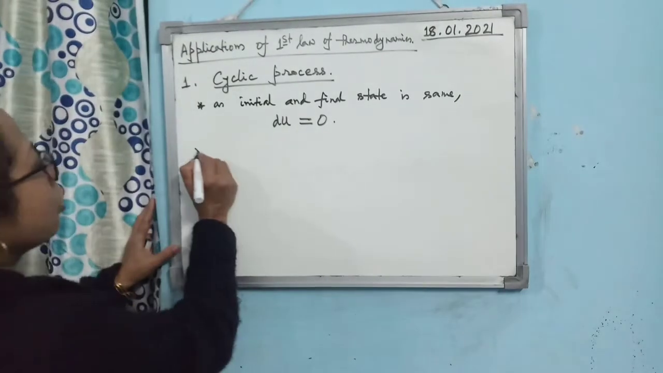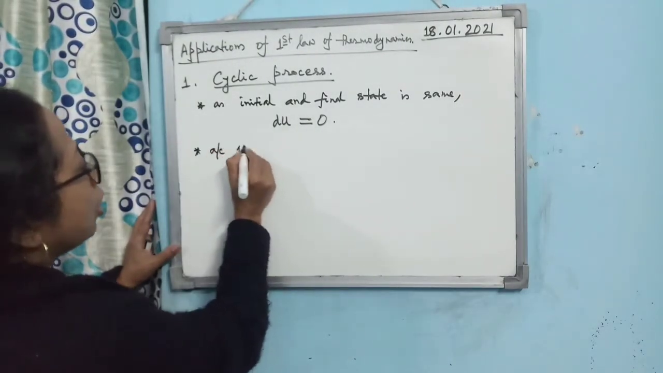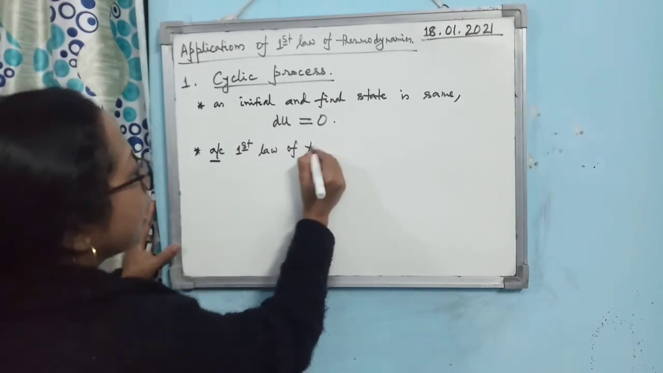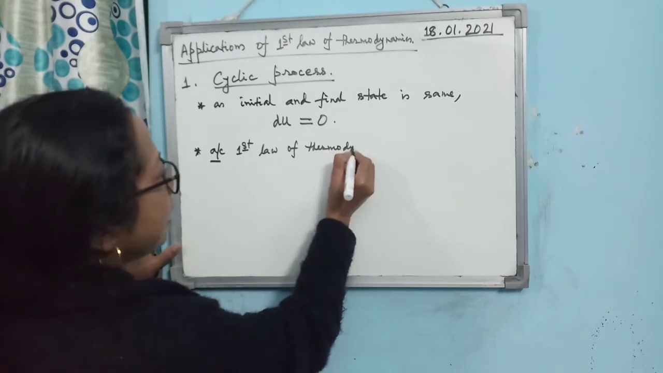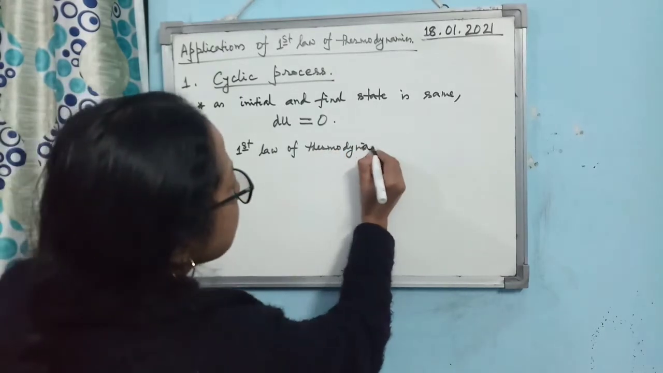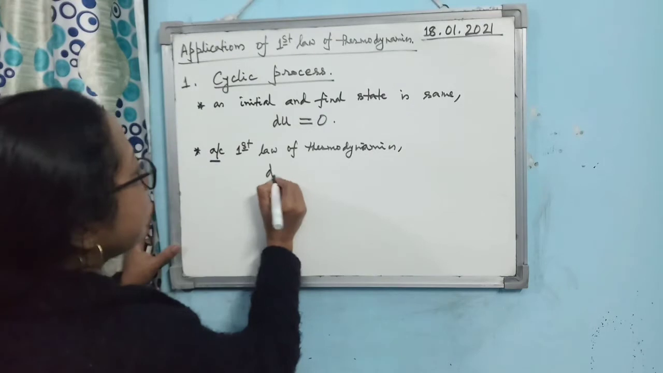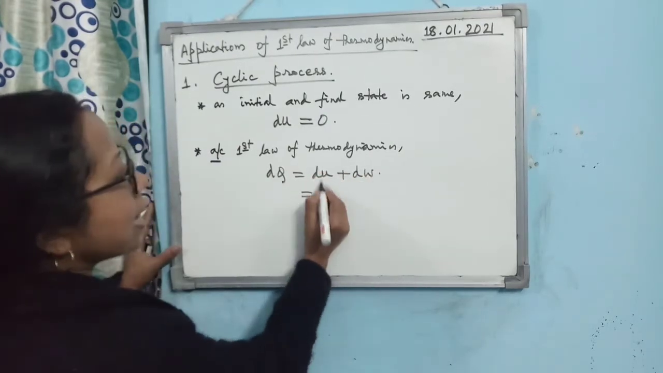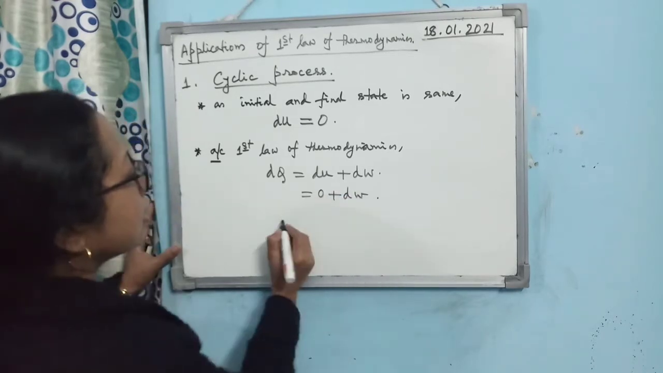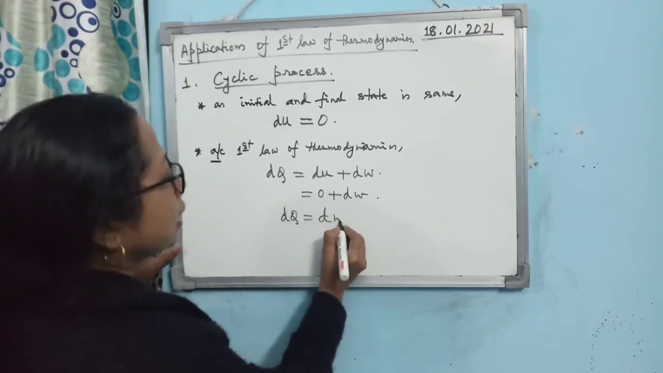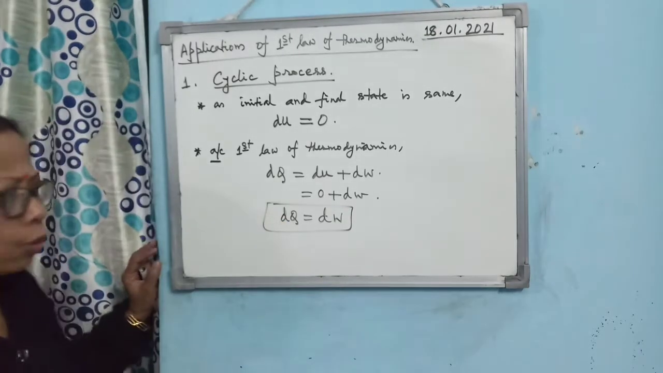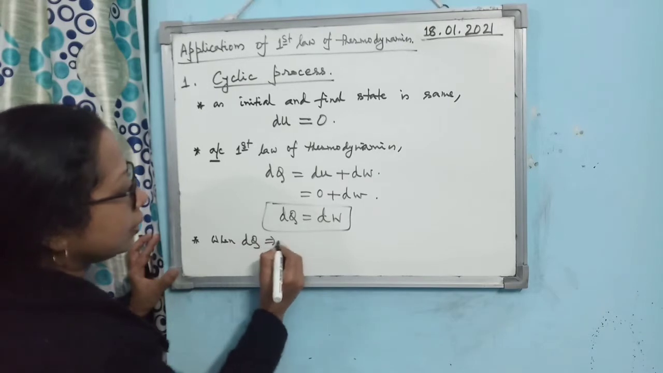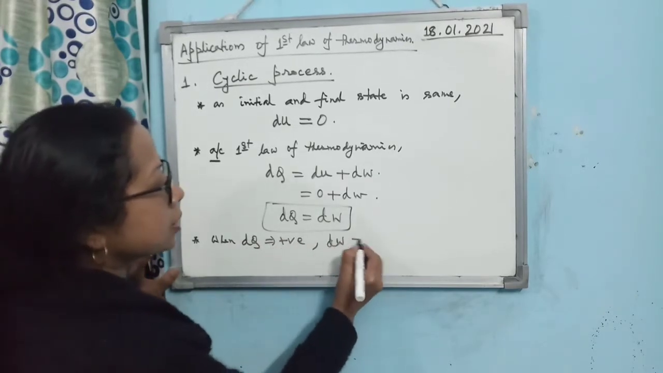Now, according to the first law of thermodynamics, what can you write? That dQ is equal to dU plus dW. So as dU is 0, you can write that dQ is equal to dW. What does it mean? When dQ is positive, then dW is positive.